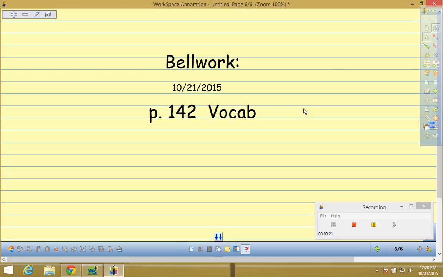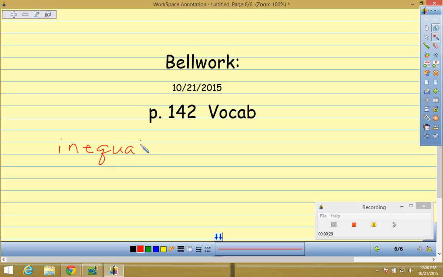So the first word that you had to define was the word inequality. Somebody please tell me what you got for the definition for inequality. Gabby: A mathematical sentence indicating that two quantities are not equal. Two quantities that are not equal. So when we talk about that, what symbols do we think of?